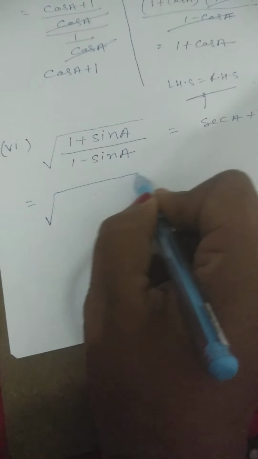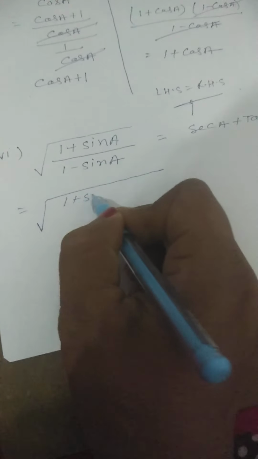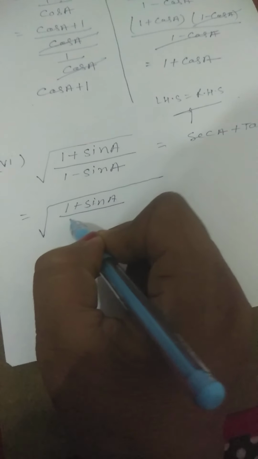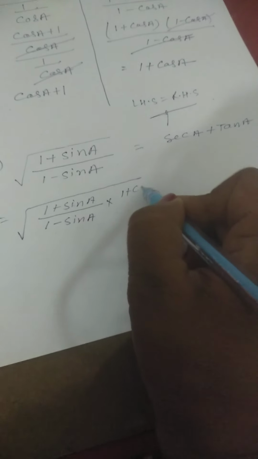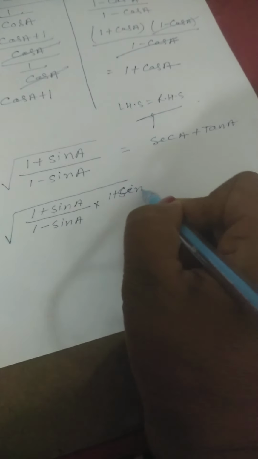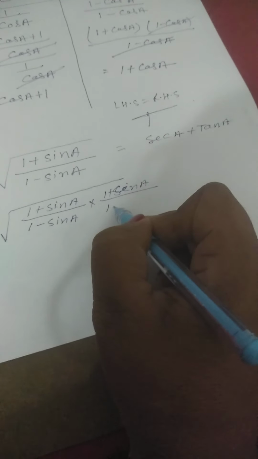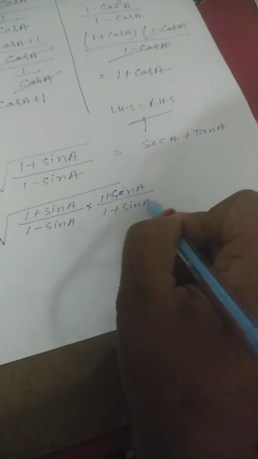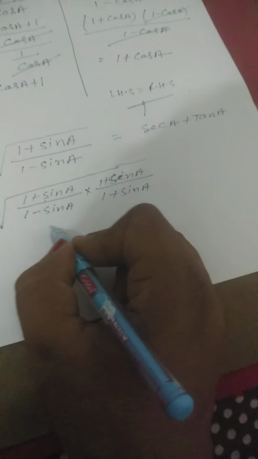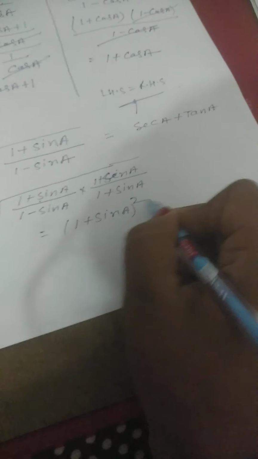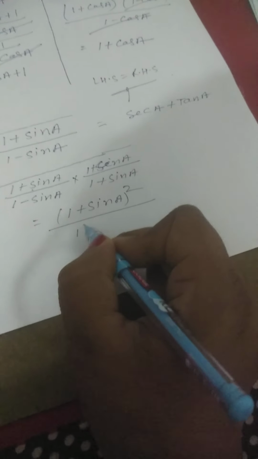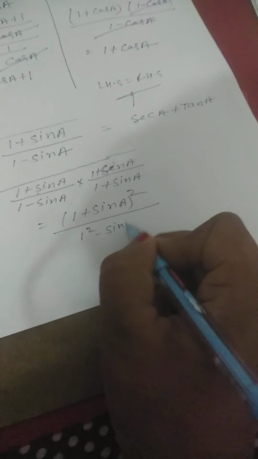is equal to sec A plus tan A. Both are under root. Rationalize both like this. 1 plus sin A, 1 minus sin A, 1 plus sin A, 1 plus sin A. Both are 2 times, 1 plus sin A whole square, and the denominator 1 square minus sin square A.